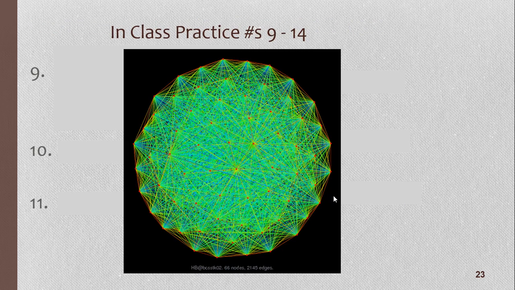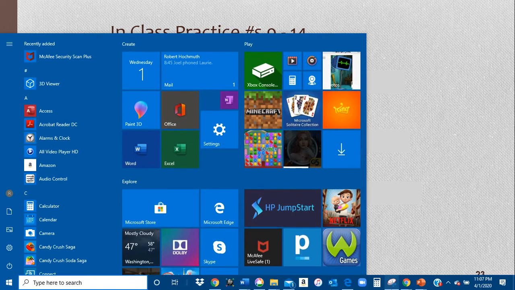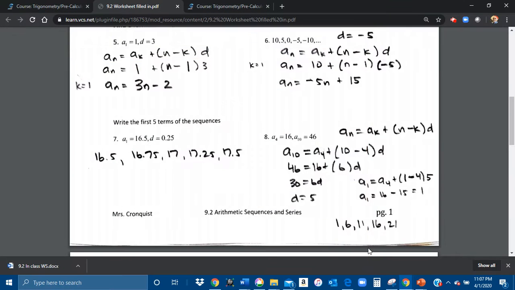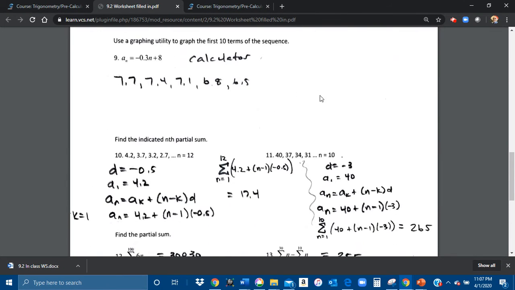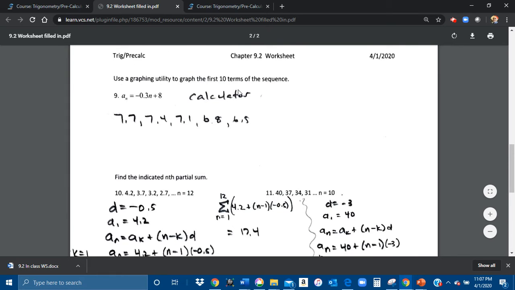All right, let's take a look at the last of the in-class practice here. So here it says the first 10 terms of the sequence. I only did the first 5, but practice on your calculator, plugging in the different values, and see if you can come up with this. Or you could even do it by hand. If n is equal to 1, then 8 minus 0.3 would be 7.7, and so on and so forth. But practice with your calculator. Make sure you know how to do that.